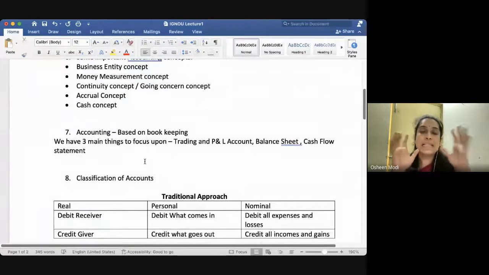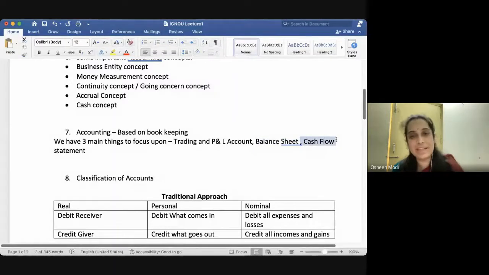Right? अब इतनी मेहनत करने के बाद, now I have a basic understanding of only recording those monetary transactions. Now what I'm supposed to do with that? Now I'll prepare the trading P&L account and the balance sheet of my business. I'll talk about the cash flow statement a little later. I'll just stop here for today.